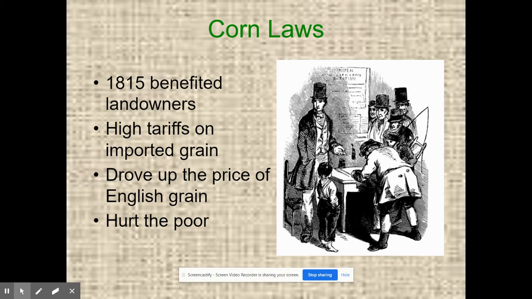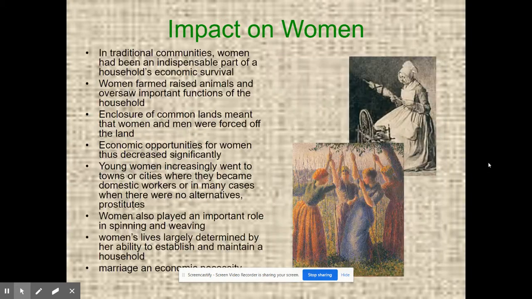If you get rid of the Corn Laws, theoretically, it would benefit them, like the lower class. It would increase their wages without actually increasing their wages.